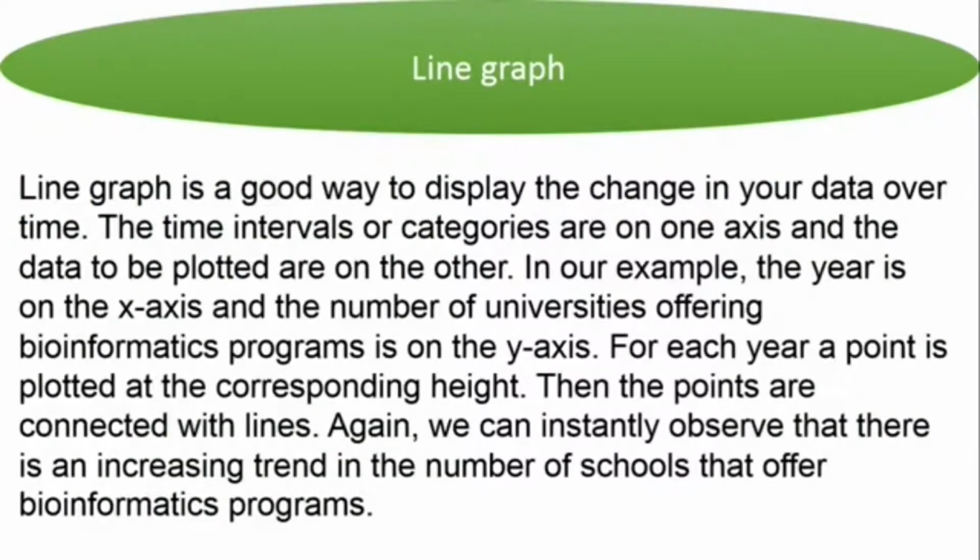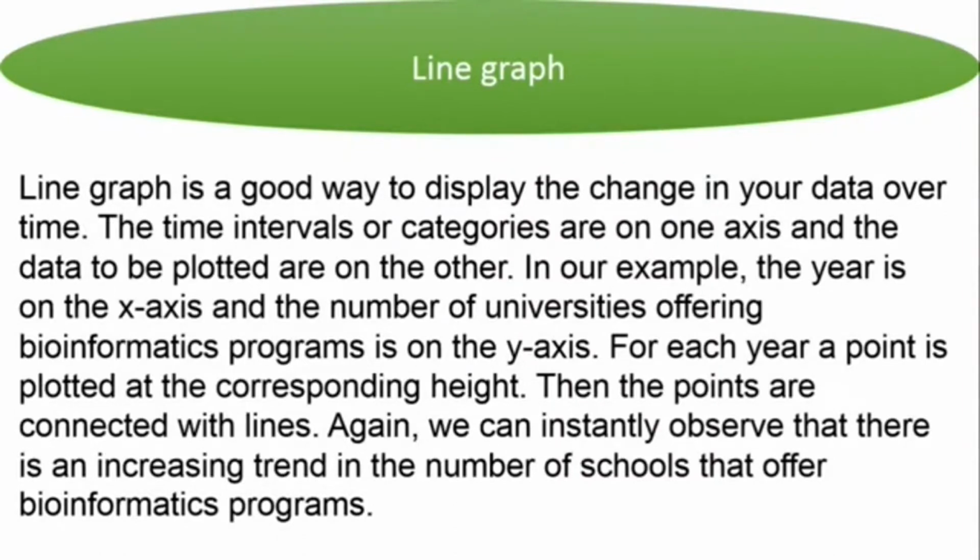So another way of representing data is a line graph. A line graph is a good way to display the change in your data over time. The time interval or category is on one axis, and the data to be plotted is on the other. In our first example, on bioinformatics, the year is on the x-axis, and the number of universities offering bioinformatics programs is on the y-axis. For each year, a point is plotted at the corresponding height. Then the points are connected with a line.